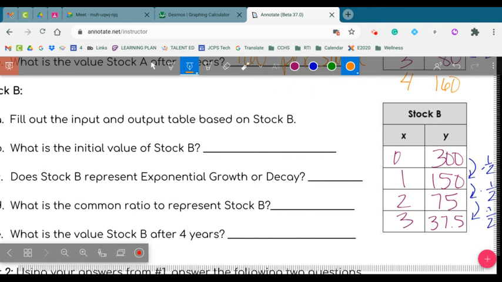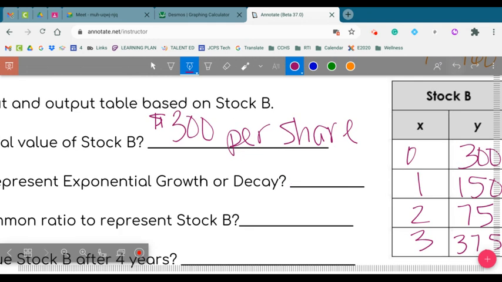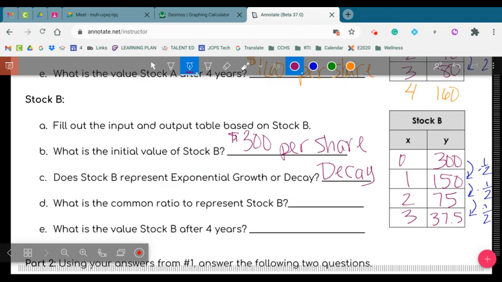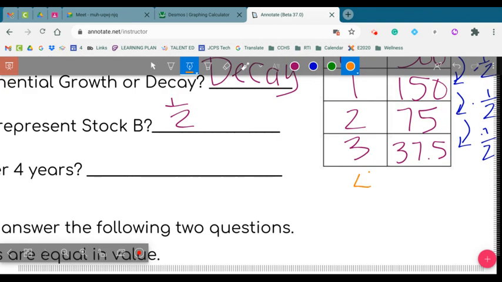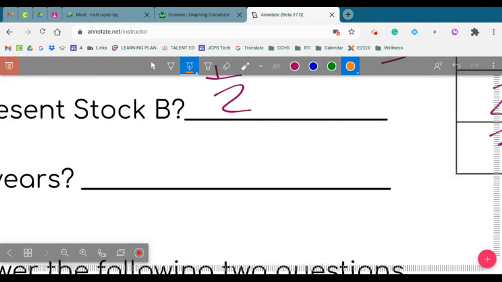Okay, next one. What is the initial value of stock B? $300 per share. Stock B, because our y values are going down and we can look at the graph, this is decay. Our common ratio we've already done is 1/2. And after 4 years, we'd have to do 37.5 divided by 2, which is going to be 18.75. So it would be about $18.75 per share.